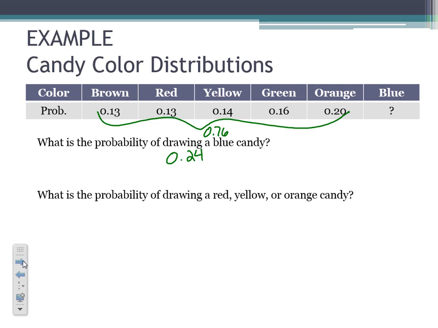So that means to find the probability, I'm just going to add those values together. So the probability of us pulling out a red M&M is 13%, a yellow M&M is 14%, and an orange M&M is 20%. So if we add those together, the probability of us drawing out a red, yellow, or orange M&M would be 47%.